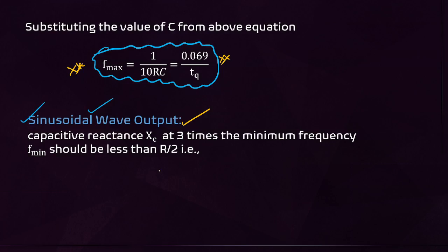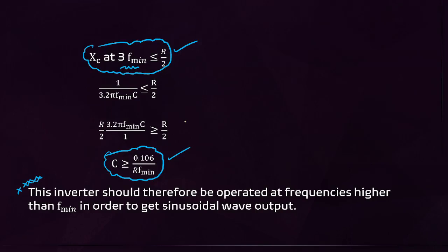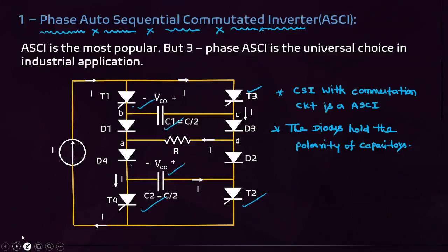Then to get the sinusoidal wave output in the case of a current source inverter, what condition must be satisfied? These are the design considerations that you have to concentrate on. How to select the capacitance value? How to calculate this XC at 3 times of the F minima. All these observations are very important. These are the design considerations.